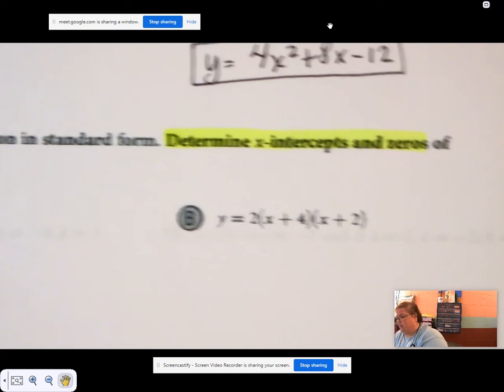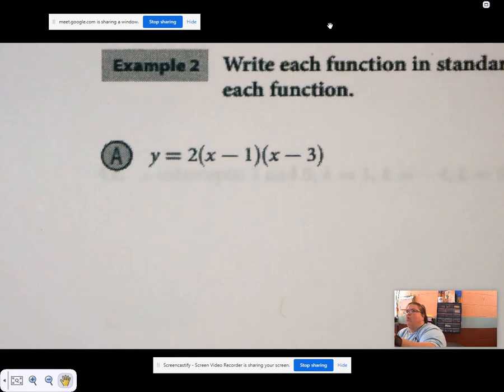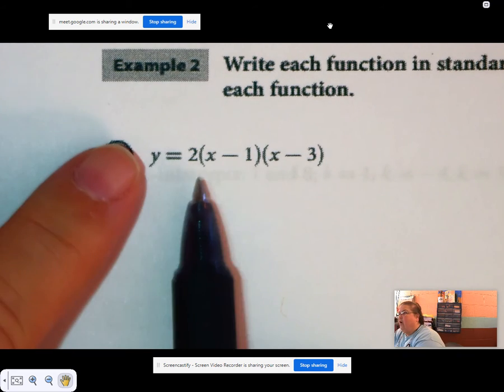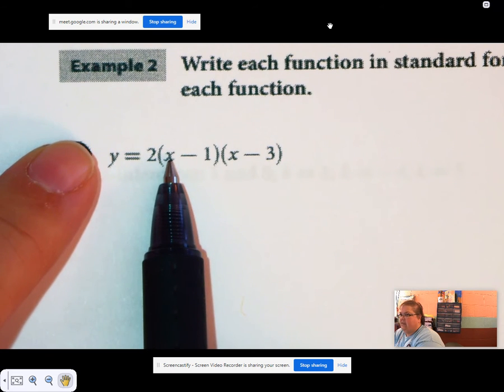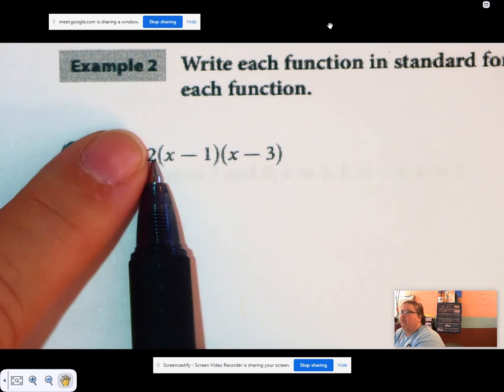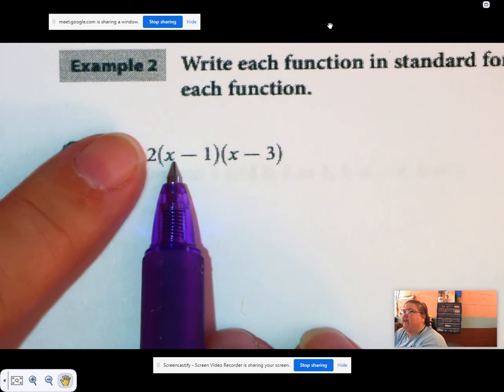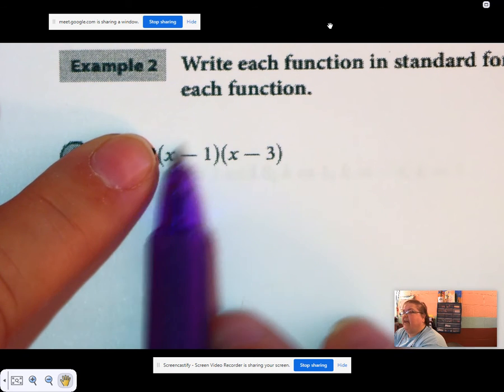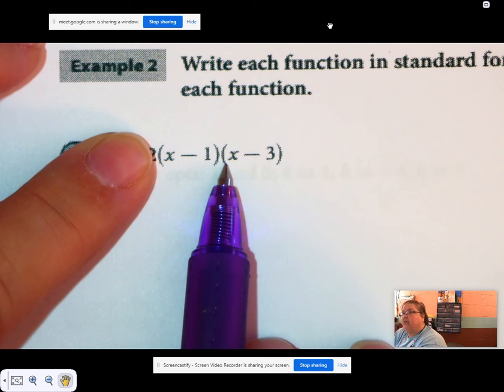Here's how it works. Look at example A. What I want to know is, what can I put in for x? What can I substitute for x that would make y equal 0? That's what I want to know. So I'm looking at this x, and for every variable, for every x, that's what we're going to do. We're going to find the x-intercepts or the zeros.